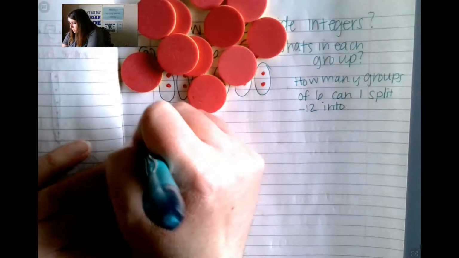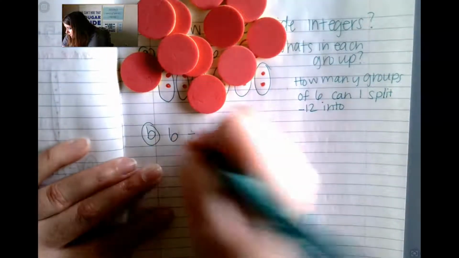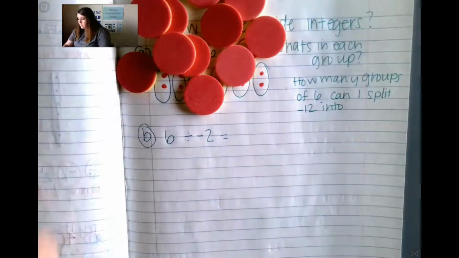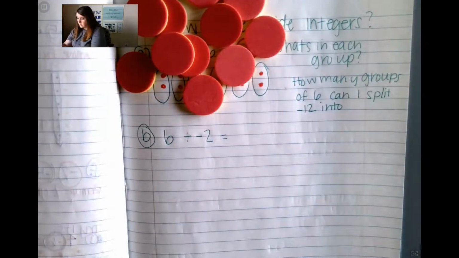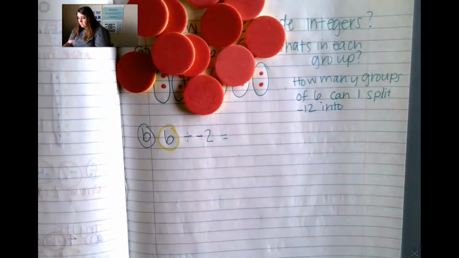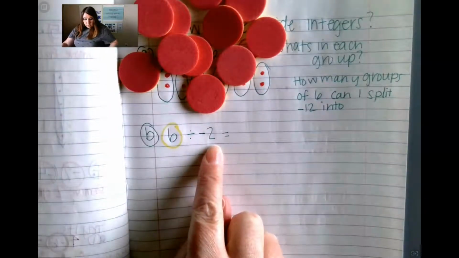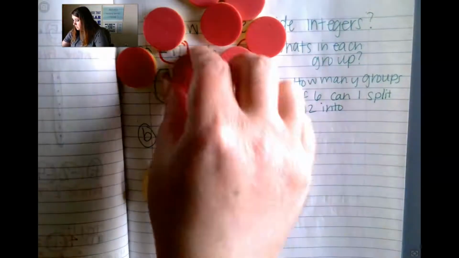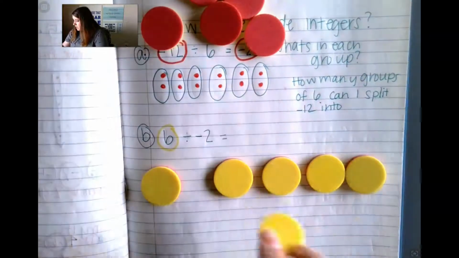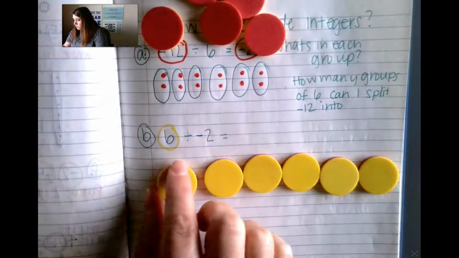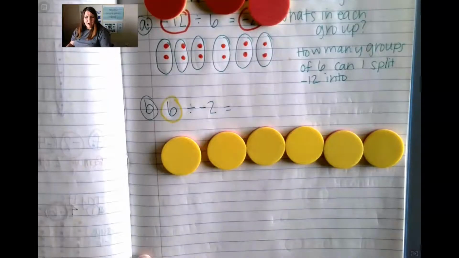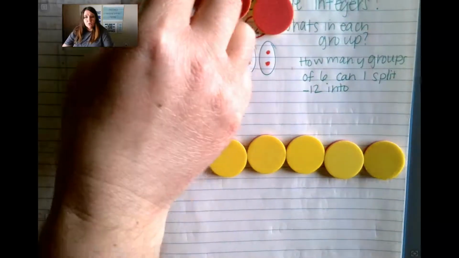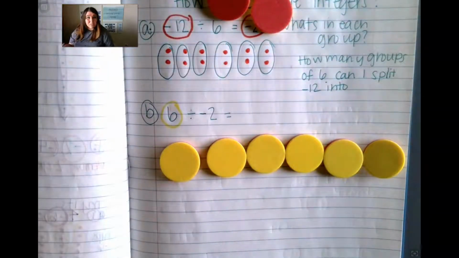All right, in the next problem, I have 6 divided by -2. And I want to know, what does that equal? So I'm going to start out with 6 positives, and I need to divide it into equal groups of -2. Here's my 6 chips. Well, I don't have any negatives on my board right now, so I need to create the possibility of having negatives to even split this into.